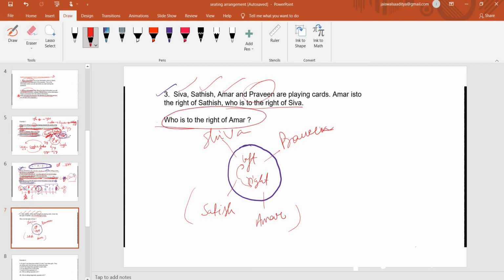Who is to the right of Amar? Where is Amar? Amar is here. Right of Amar is Praveen. So the answer is Praveen. This is a very simple question.